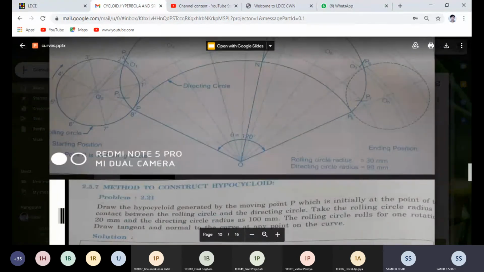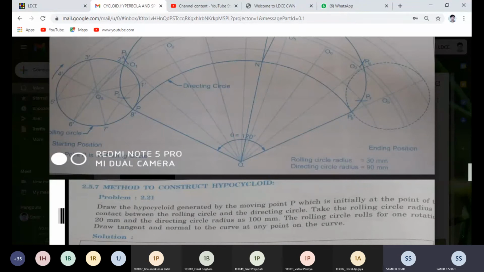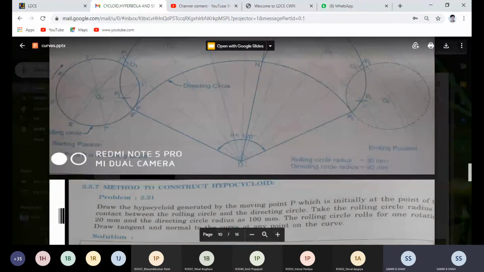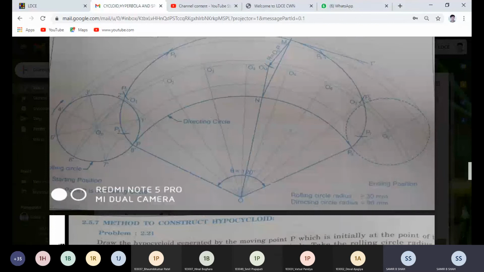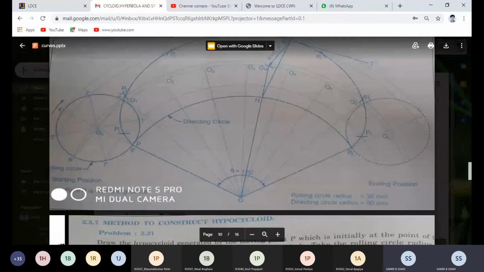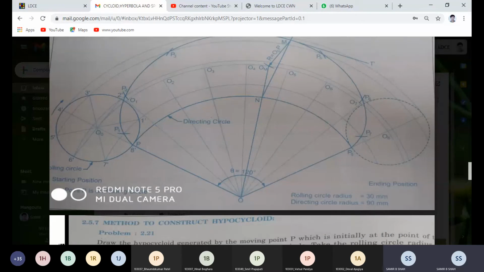So initially we generate the directing circle: take point O as a center and draw the circle of 90 mm diameter. After that, from this point you may draw the 30 mm. This is the center. From this center you may draw the 30 mm dimension and complete the circle. Mark the point P at the contact point of the two circles.